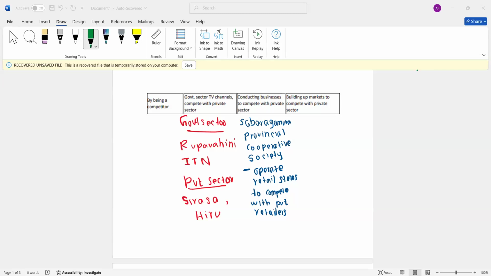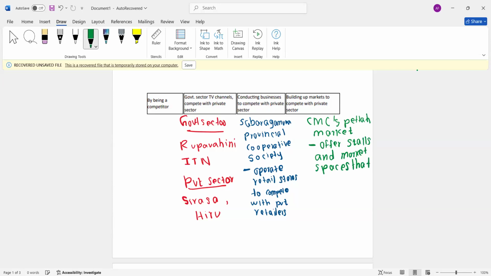All right. So you can write Colombo. I'm writing CMC, Colombo Municipal Council's Peta Market. What do they offer? They offer stalls. You all also write it. Why am I writing? For you all to write. And market spaces that compete with nearby private retailers.